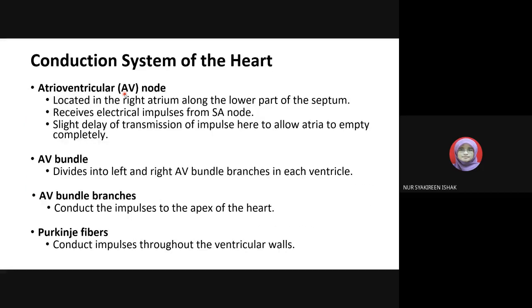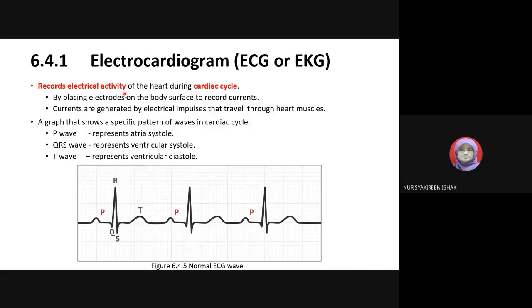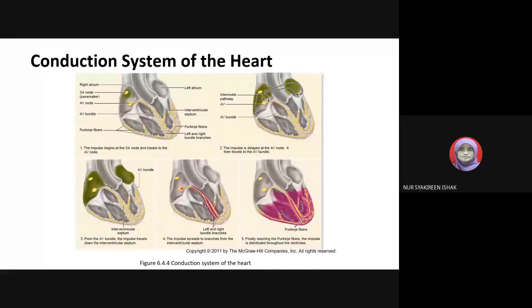Okay. So in the conduction system of the heart, after the SA node, we have the AV node. The AV node is here. Initially, as you can see, the initial impulse is generated at the SA node. It travels along the wall of the atrium and causes the atrium to contract. After the impulse travels along the wall of the atrium, it reaches the AV node.